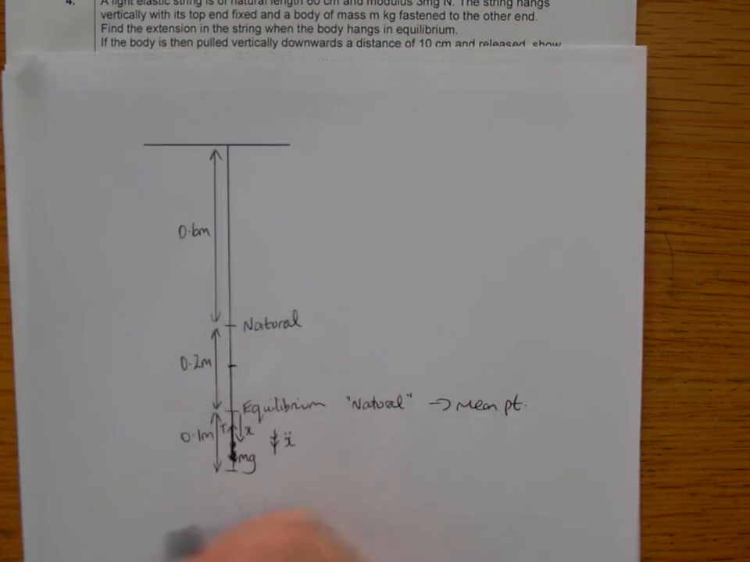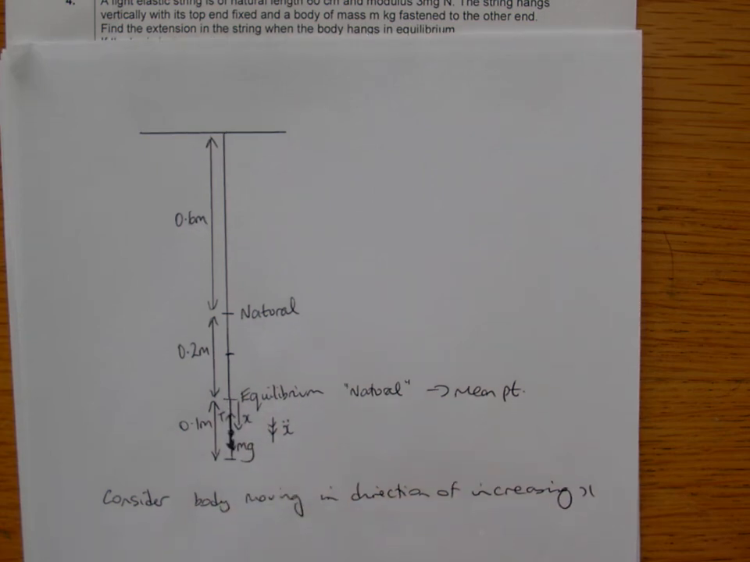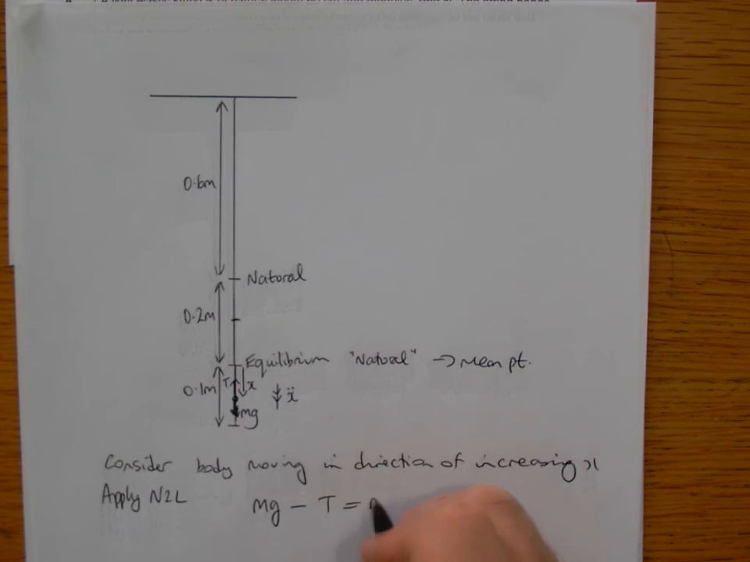So we can say, consider, as before, consider the body moving in the direction of increasing x. Now x is measured from the equilibrium, right? So applying Newton's second law, look at the forces acting there. You've got the weight pulling it down, take away the tension, and that will equal the mass, which we know is m, that's all we know, times x double dot.